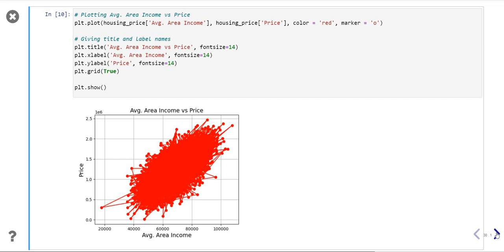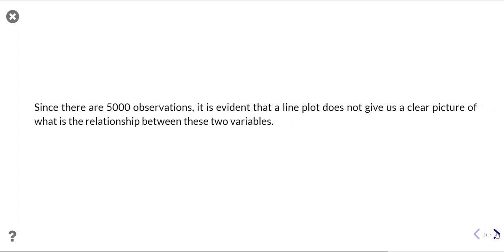So this is also important for you to understand: when you have certain data, what type of plots or charts we should use. There are too many observations. A line plot doesn't give you a clear idea of what's happening, and doesn't show the relationship between these two variables, right? Sometimes earlier when we had the line plot, we actually used this one.